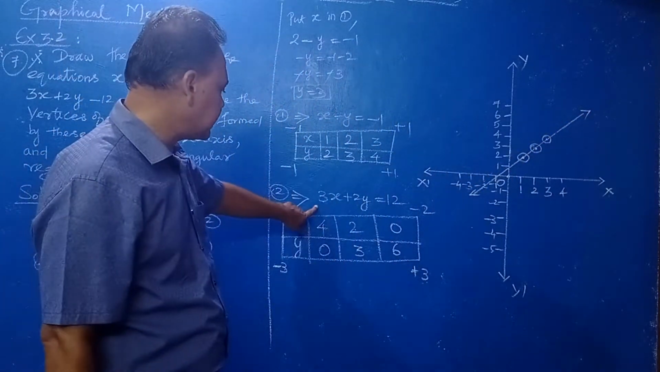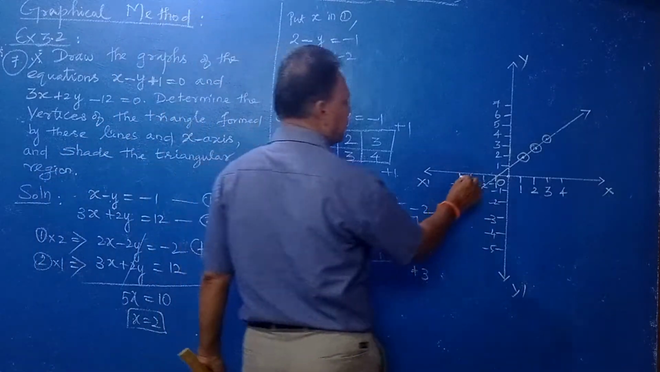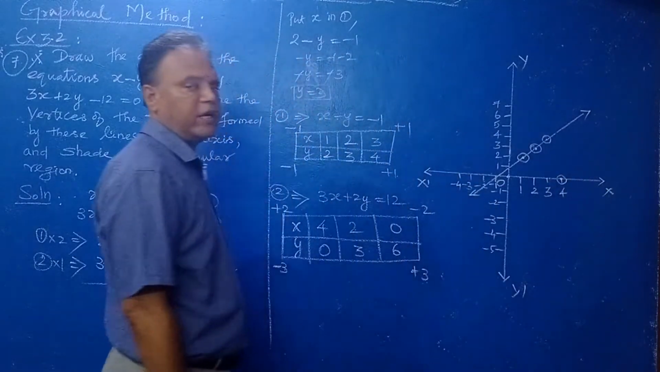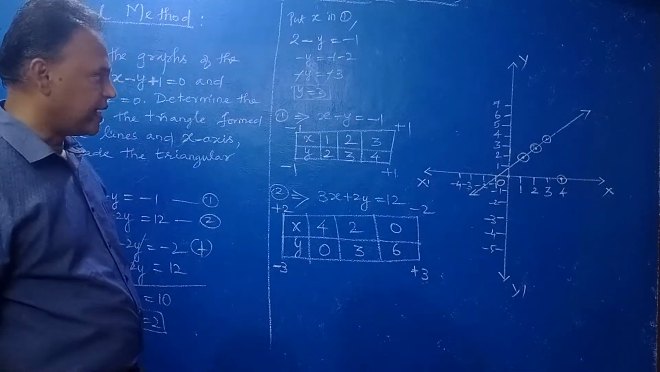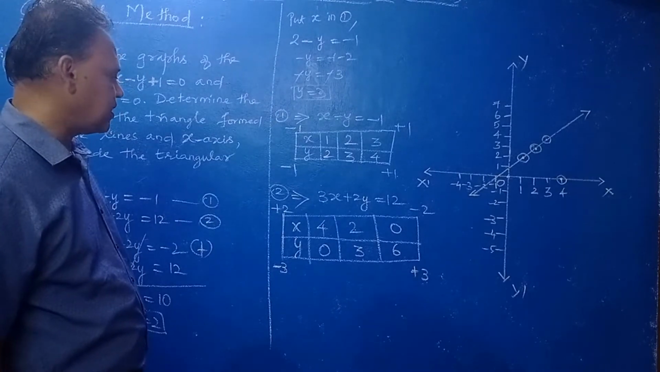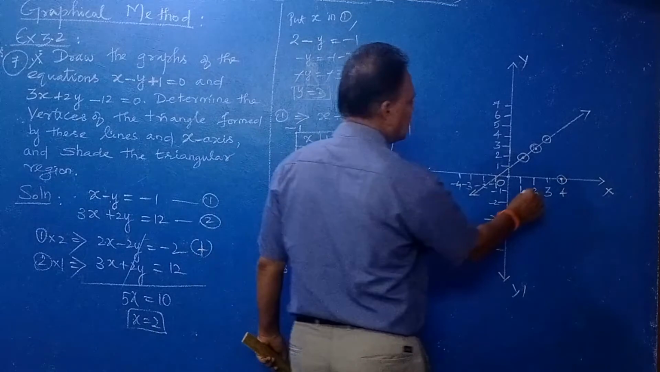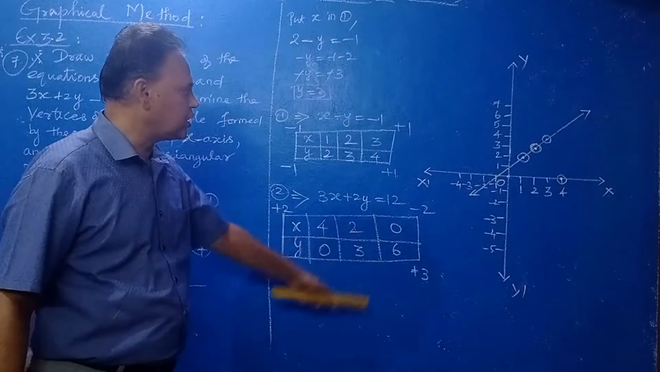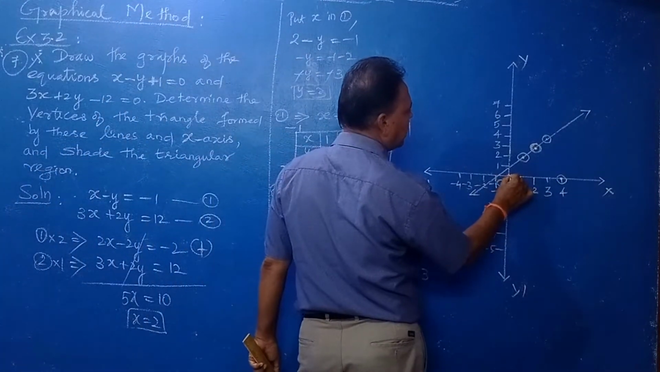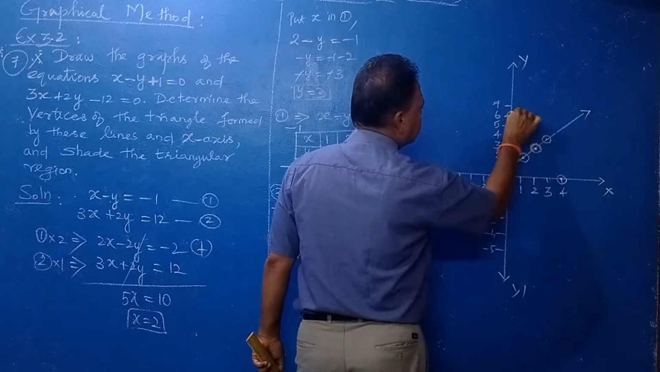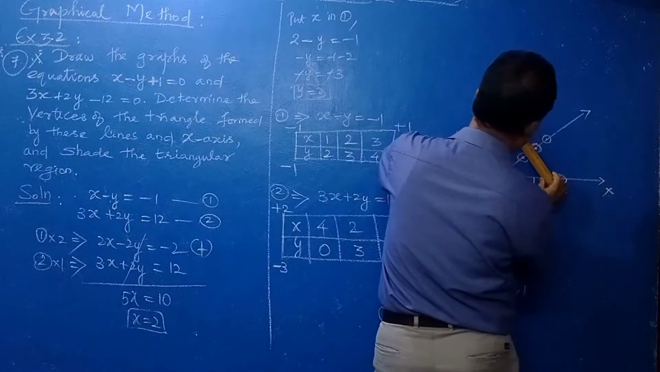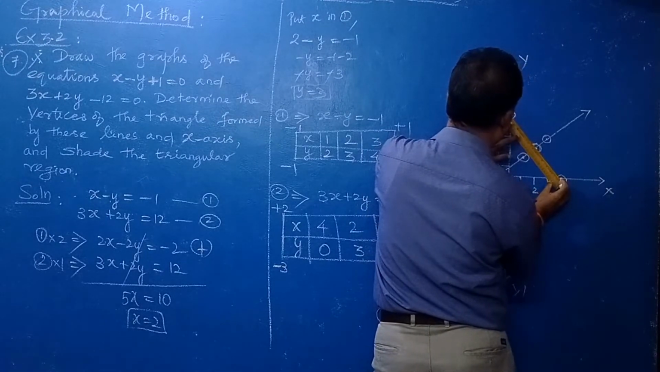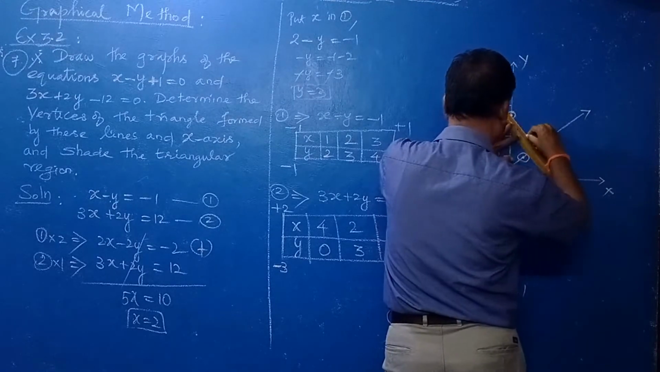Okay. Now the second equation: (4, 0). X is 4, Y is 0, so this point will come on the x-axis. Now (2, 3), the same point. This point only. Clear? Now (0, 6). X is 0 here, Y is 6. Now join these 3 points. Correctly you join these 3 points.